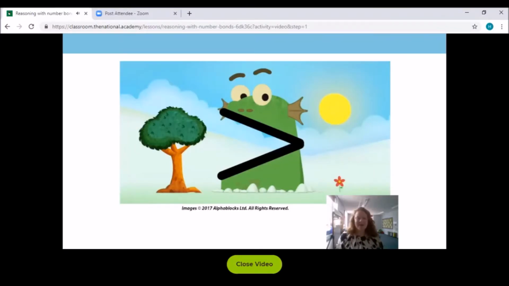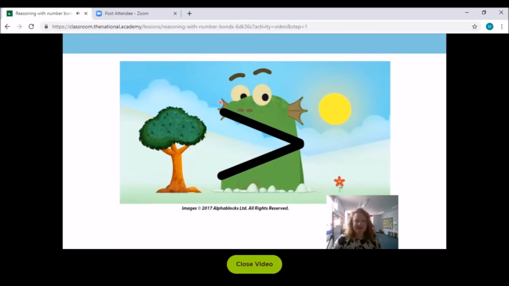Right, now we're going to have a think about whether our number sentences, our expressions, are greater than 10 or less than 10. And we're going to borrow Blockzilla to help us with this, to help remind us what these symbols mean and how we use them. Okay, are you ready? So here's Blockzilla. Can you see him there? And his mouth is one of our symbols.